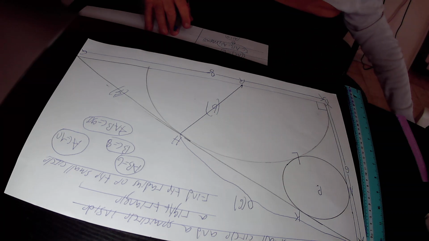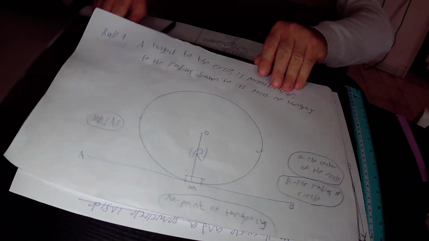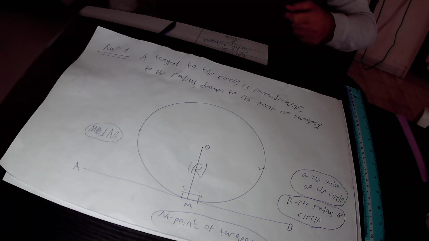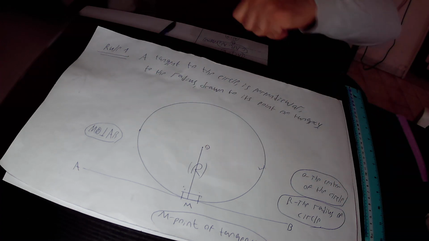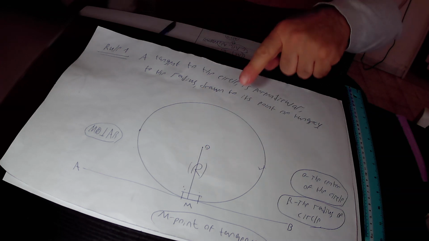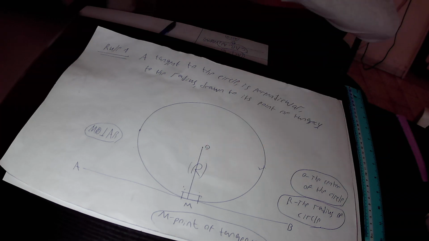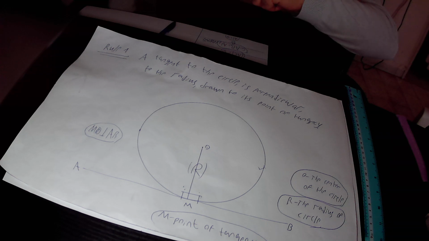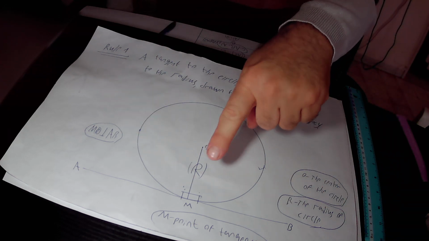I'll take a quick look at rule 1. According to rule 1, the tangent to the circle is perpendicular to the radius drawn to its point of tangency. So in the drawing here we have a circle, and tangent AB that is tangent to this circle at point M, and we have the radius OM that is equal to R. The radius OM is drawn to point M, the point of tangency of tangent AB with this circle. Whenever a radius is drawn to the point of tangency, tangent AB will be perpendicular to the radius MO.